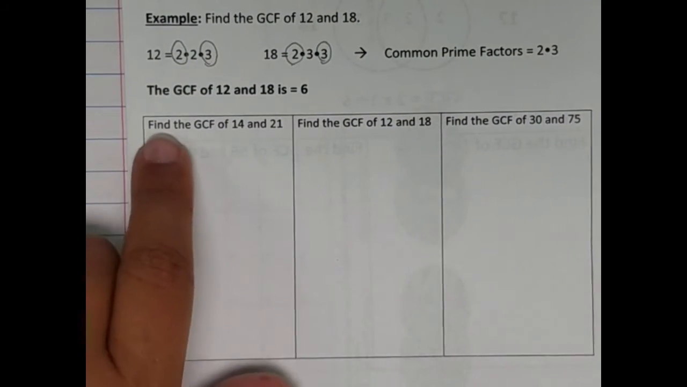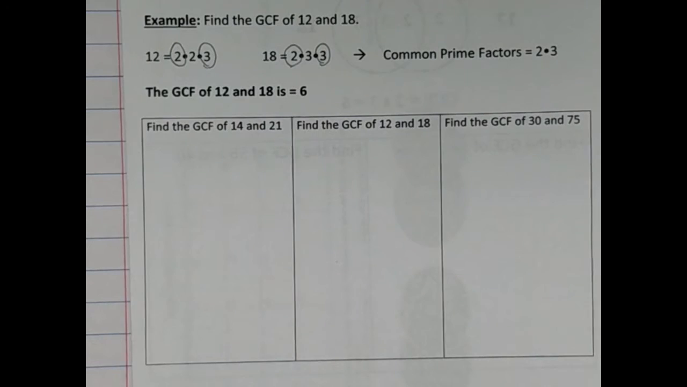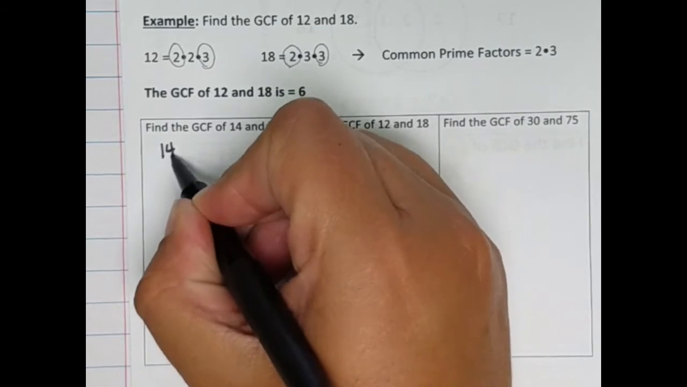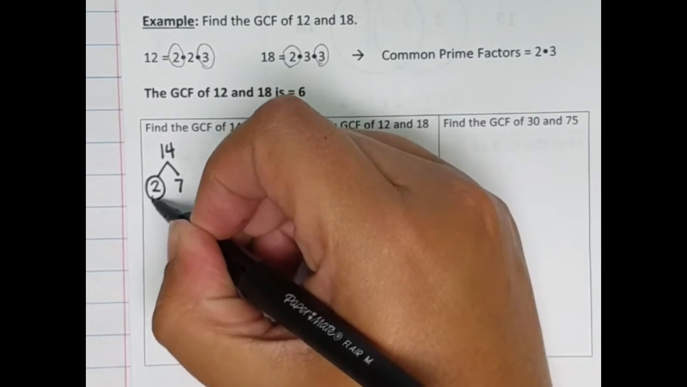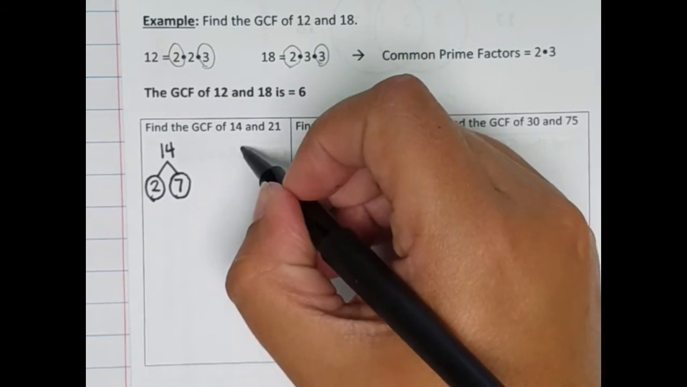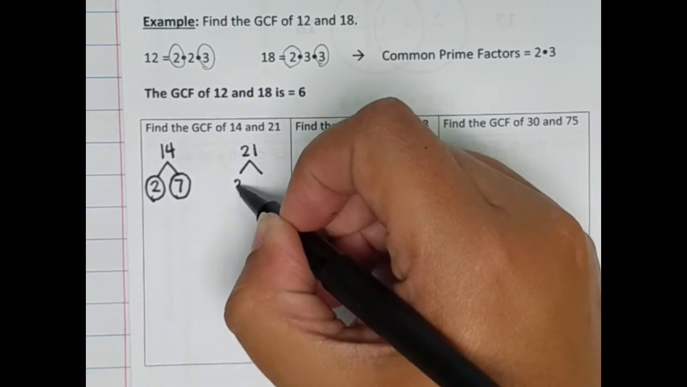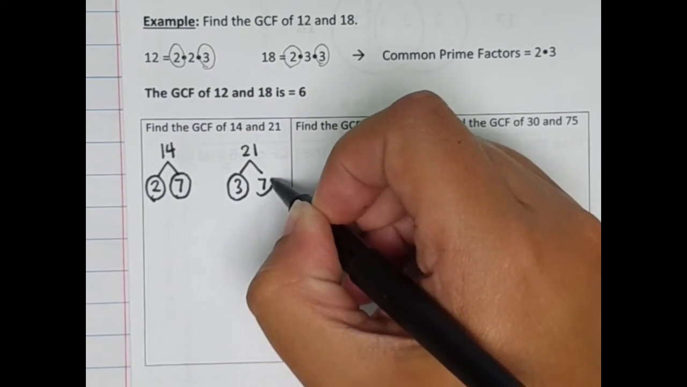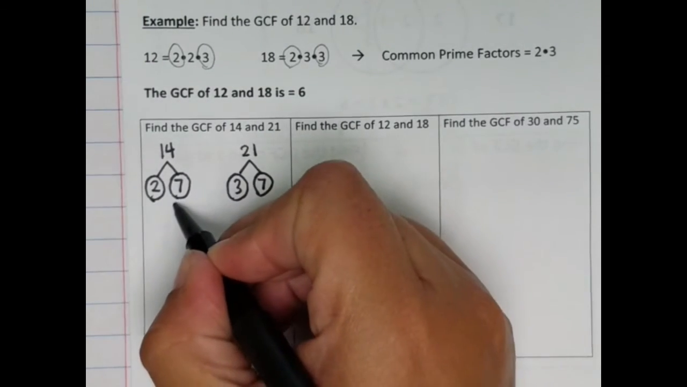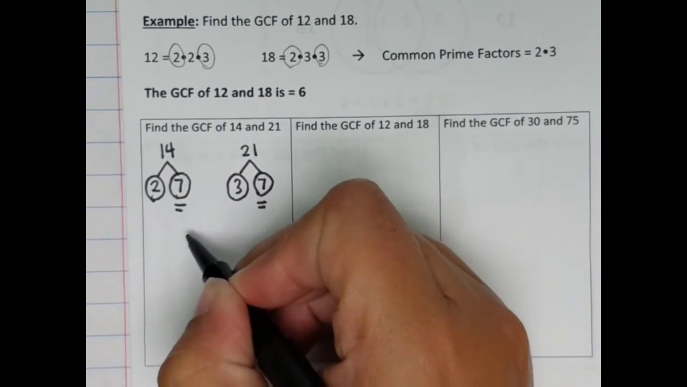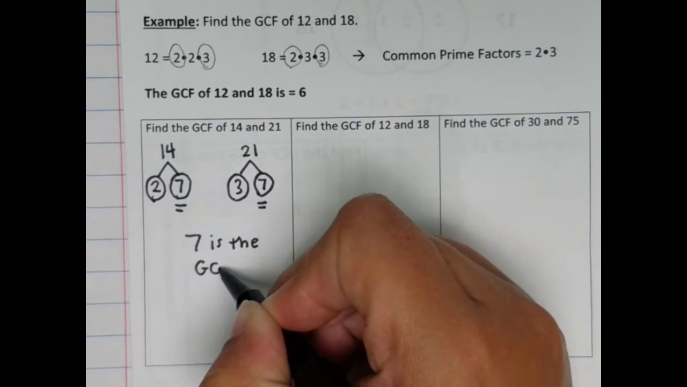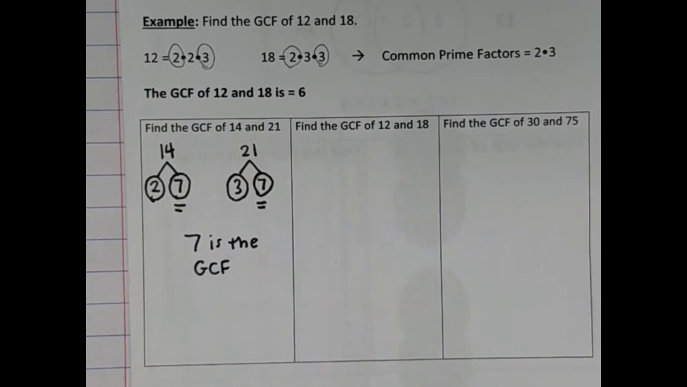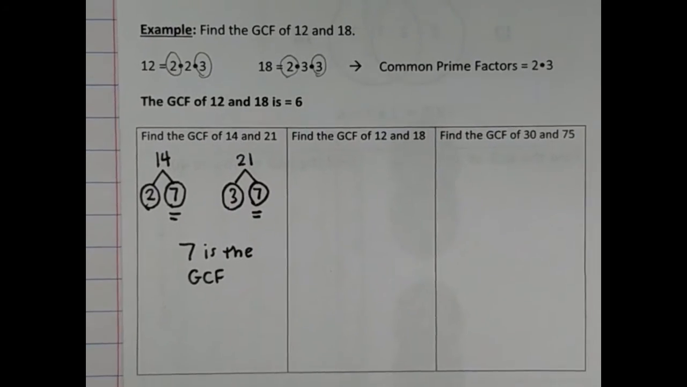So we're going to try that right here. Find the GCF of 14 and 21. What we can do is a tree or a ladder. It doesn't matter. I'm going to do a tree with 14. So 14 can be broken down to 2 and 7. Both of those are prime, so I'm going to circle them. 21 can be broken down as 3 and 7. Both are prime. The number that they share in common is 7. And that's it. So 7 is the GCF.